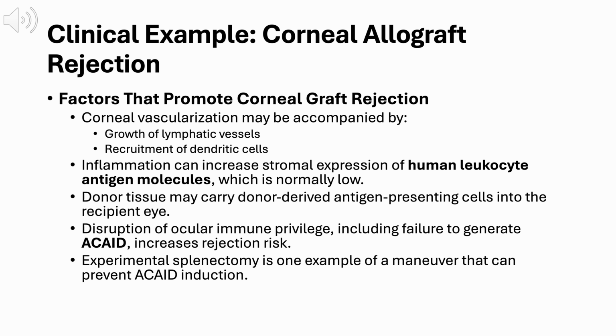Inflammation compounds this by increasing stromal expression of human leukocyte antigen molecules, which is normally kept low, making the graft more visible to the immune system. The donor tissue itself can carry donor-derived antigen-presenting cells into the recipient eye, seeding the response. And critically, disruption of ocular immune privilege, including failure to generate ACAID, raises rejection risk. In experimental models, splenectomy is one maneuver that prevents ACAID induction, underscoring how central that pathway is. So rejection is fundamentally the loss of privilege. Next, how the host's systemic state factors in.